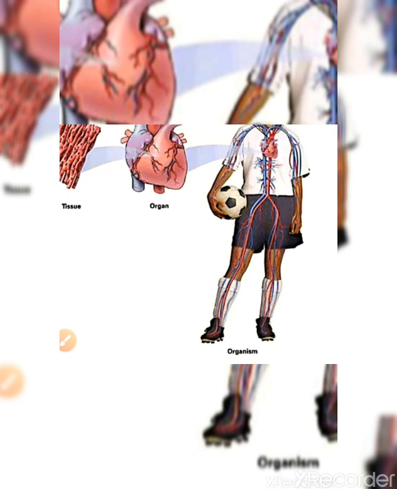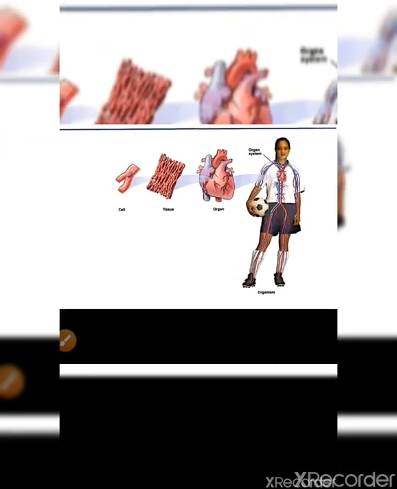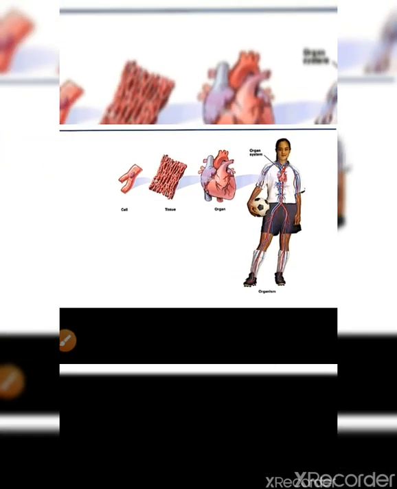So have you got your answer as to why the cell is called the basic unit of life? Because it is the unit that we are made up of. That means every living organism is made up of cells.